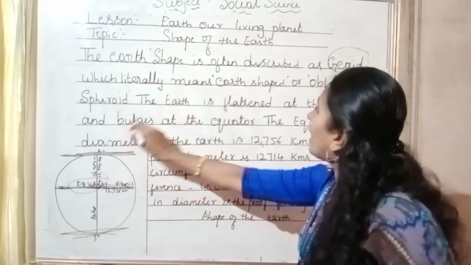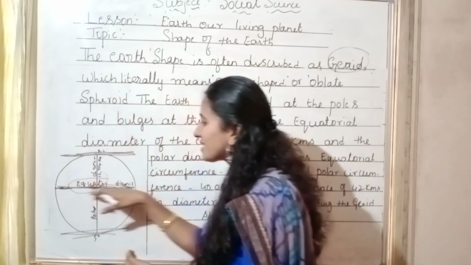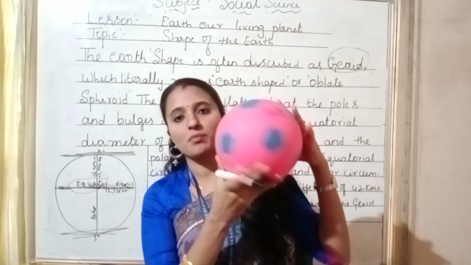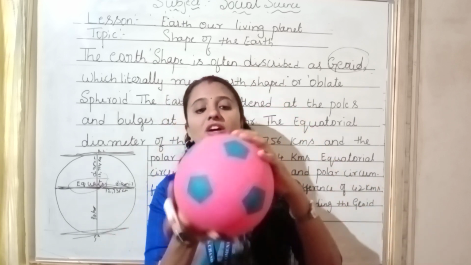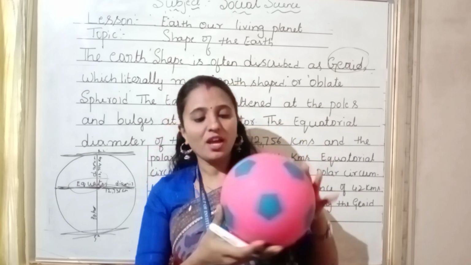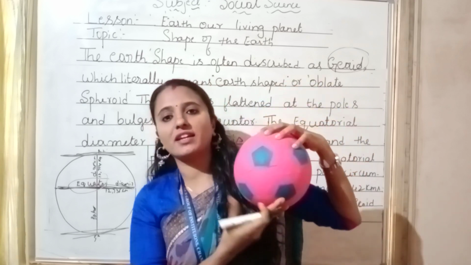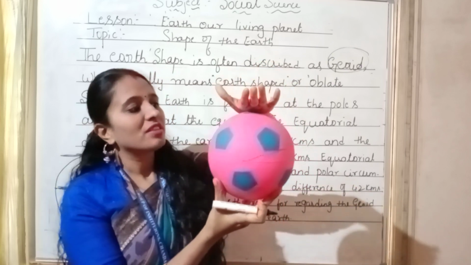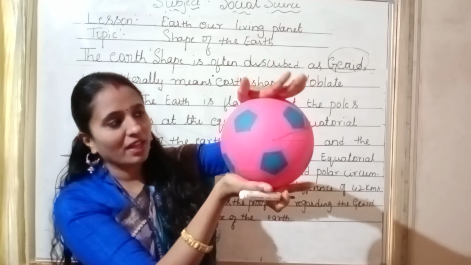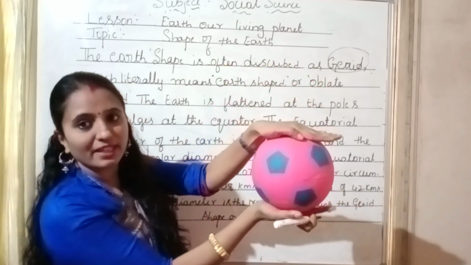The Earth is flattened at the poles and bulges at the equator. In the center it is a bulge. You can observe here, I can show you the ball. You can observe the ball, children. It is a circular shape. Consider this the north pole and this the south pole, and the middle part is the equator. If you observe like this, the north and the south pole are flat. You can see that it is flat.